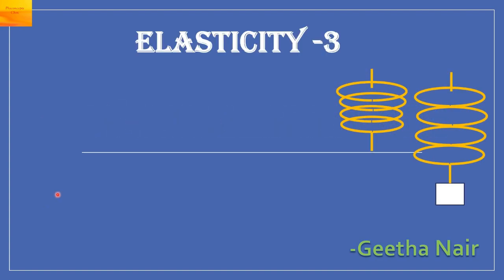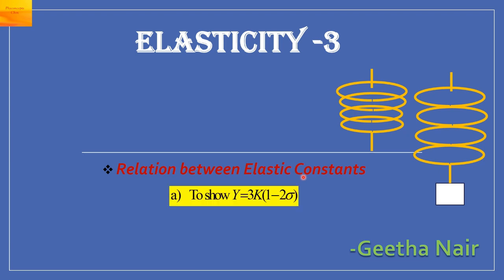This video is the third part of the series on elasticity, where we will see the relation between the elastic constants. Here we will see the derivation to show Y is equal to 3K into (1 minus 2 sigma).